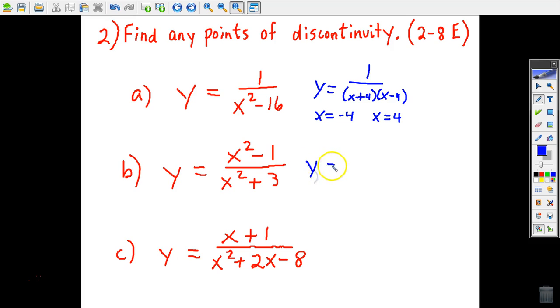Letter B, I'm going to go ahead and factor everything, but to be honest with you, in 2 through 8 even, the focus is really in the denominator.